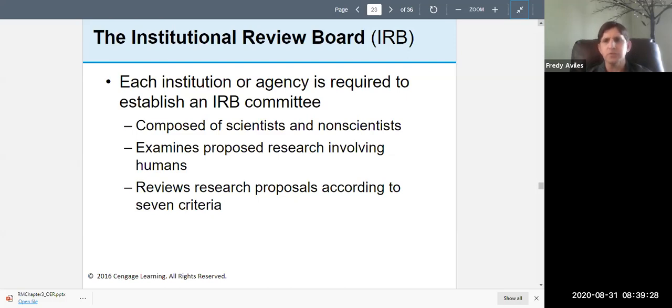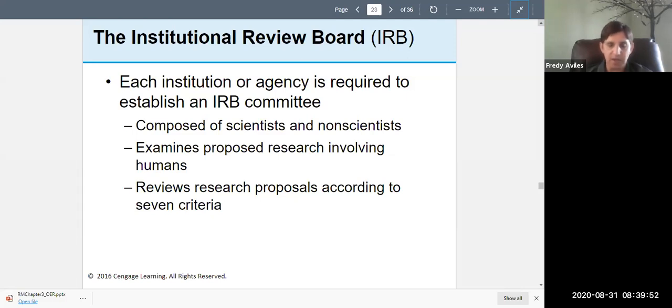There's also research institutions like the RAND Corporation or other corporations. They also do research. They should have something similar, some kind of review board, which is just a group of people who sit around a table and look at all the proposals and discuss them. So each institution or agency is required to establish an IRB committee. And this committee is composed of scientists and non-scientists.